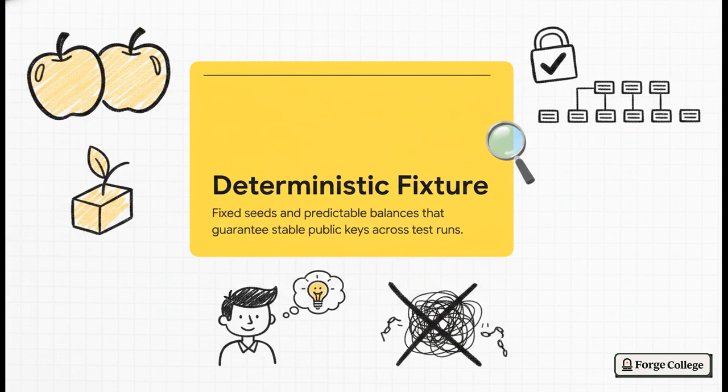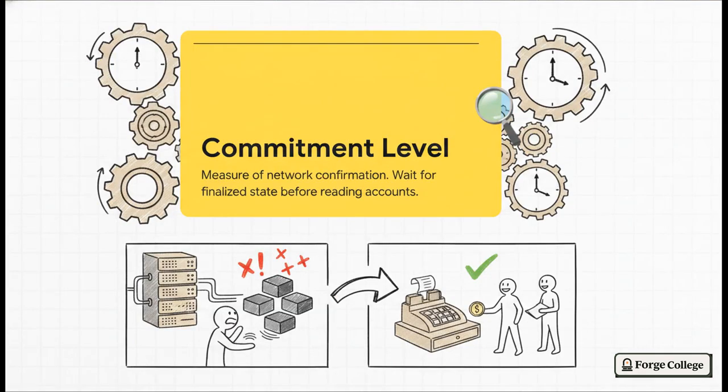So you and your team aren't comparing apples to randomly generated oranges. If your public keys and account addresses mutate every single time you run a test, tracking down a failure is going to be literally impossible. Predictability is your best friend. Once your fixtures are locked in, you have to deal with time.